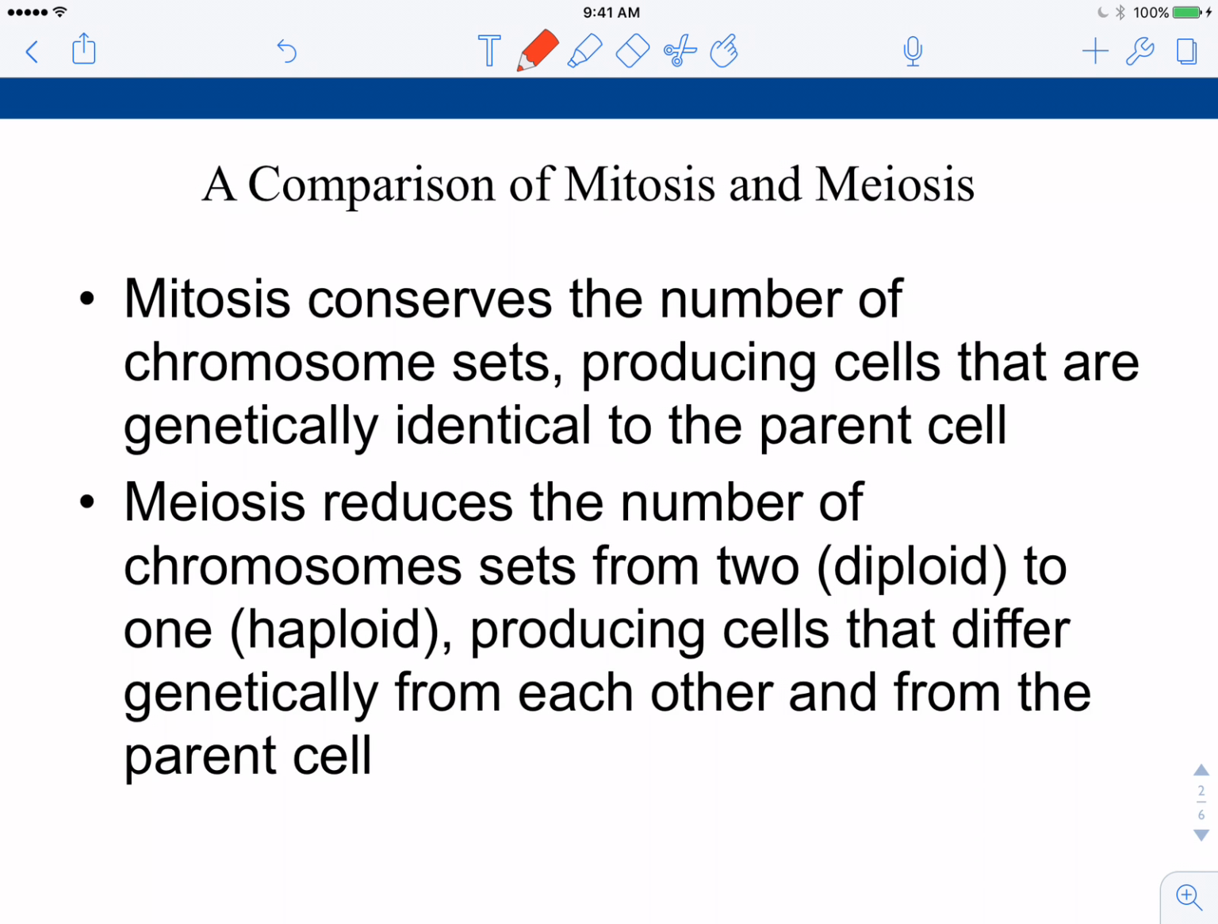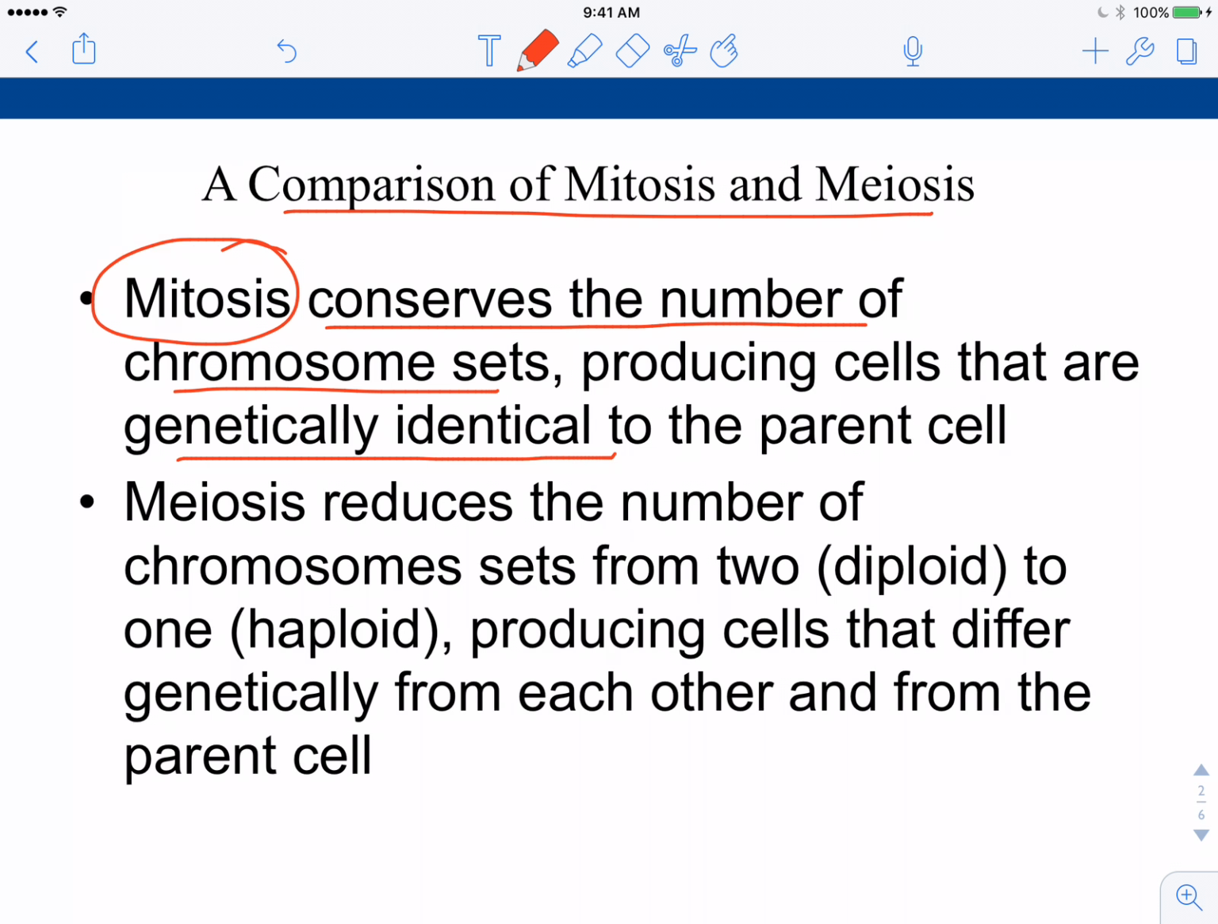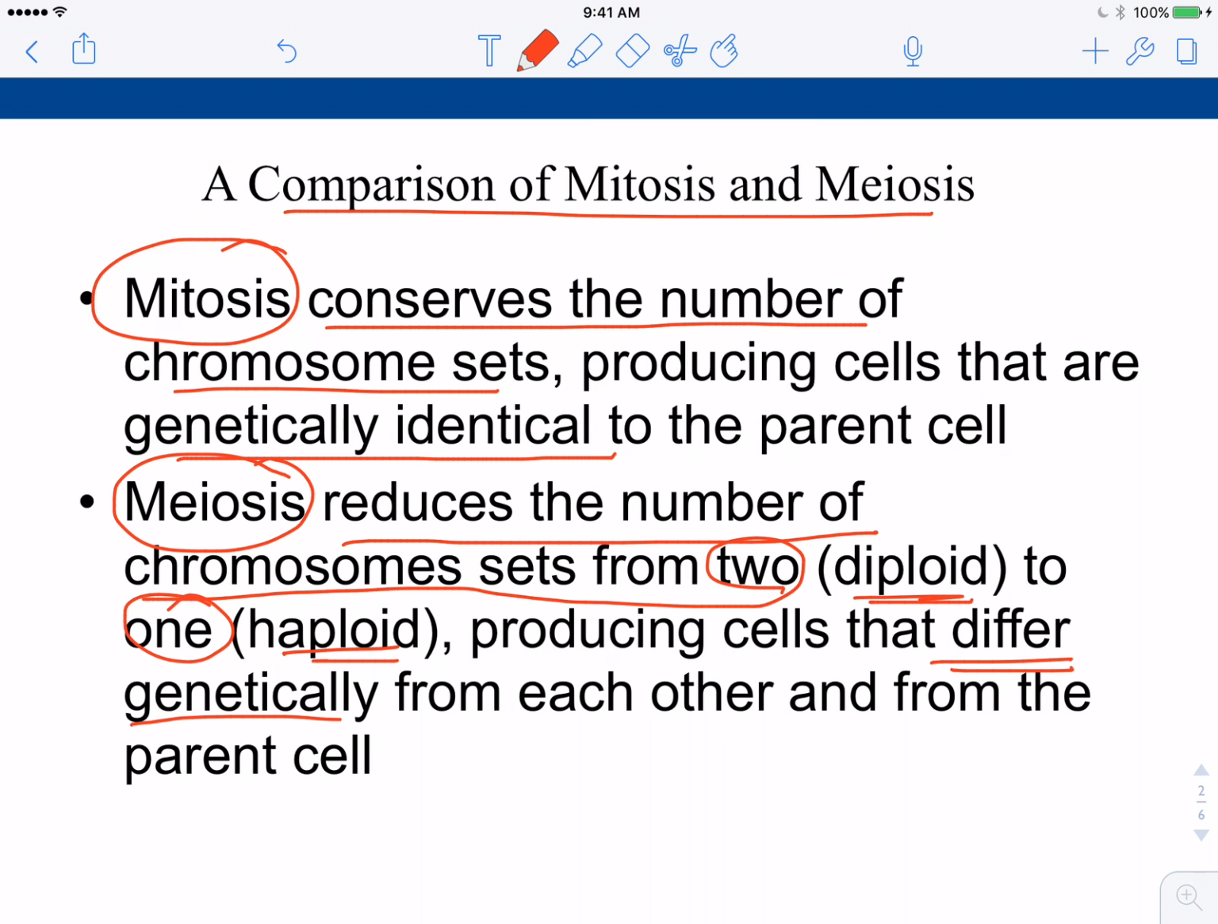So the main difference in comparing mitosis and meiosis is that mitosis conserves the number of chromosome sets, and it produces cells that are genetically identical to the parent cell and to each other. Meiosis reduces the number of chromosome sets from 2 sets, which is a diploid cell, to 1 set, which is a haploid cell. The cells produced from a meiotic division are different genetically from each other and from the parent cell.